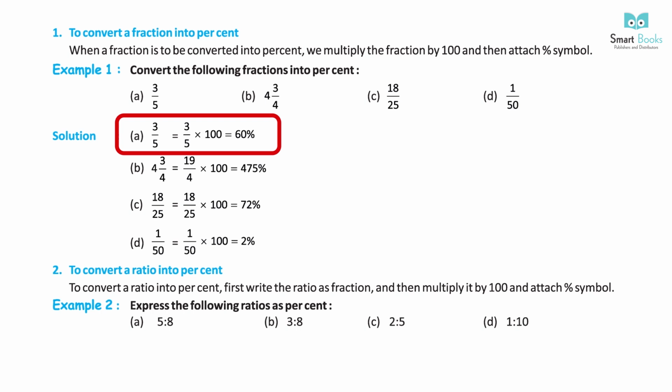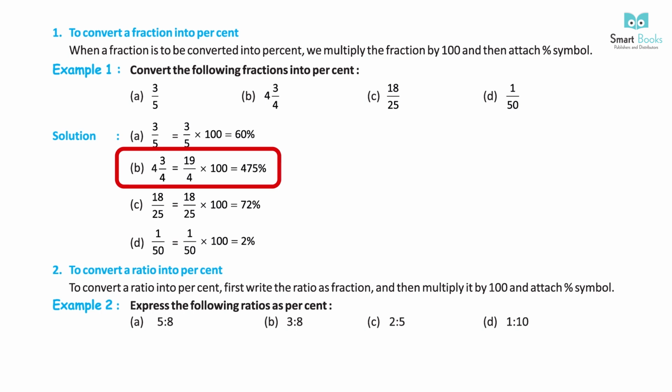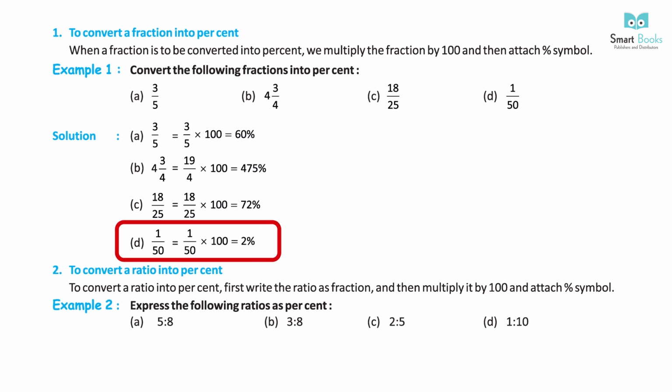Solution. A. 3 upon 5 is equal to 3 upon 5 into 100 is equal to 60%. B. 4 3 upon 4 equals 19 upon 4 into 100 is equal to 475%. C. 18 upon 25 is equal to 18 upon 25 into 100 is equal to 72%. D. 1 upon 50 is equal to 1 upon 50 into 100 is equal to 2%.